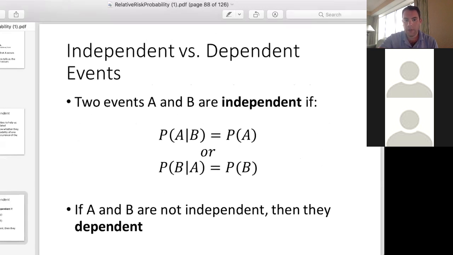And we can calculate whether two events are independent using this formula. If the probability of A given B is equal to the probability of A, or the probability of B given A is equal to the probability of B, we know mathematically that these two events are independent. And if this is not the case, we know that they are dependent events.